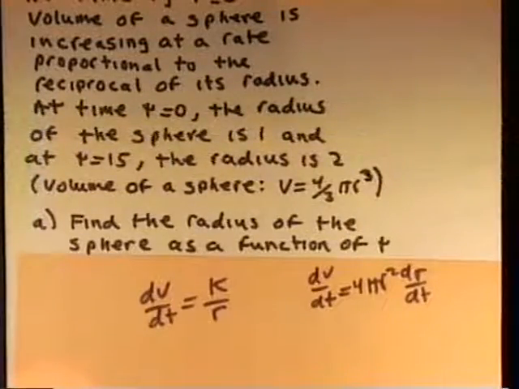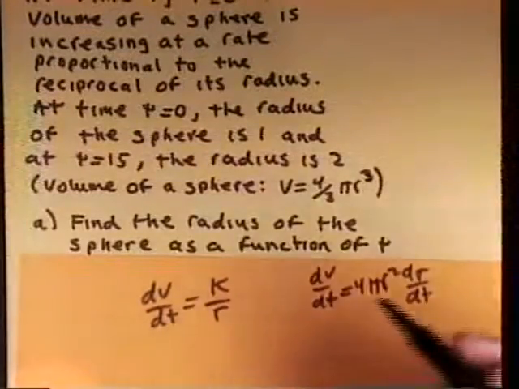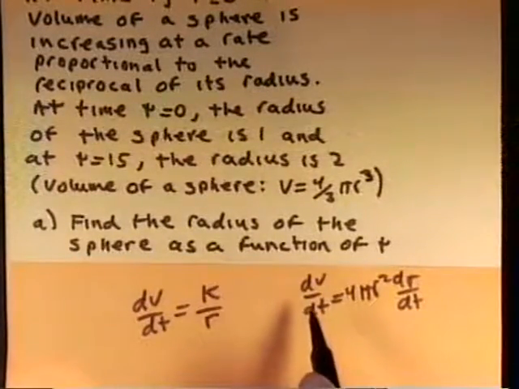Okay. Well, I think you're sort of stuck. I'm sort of going blank here. Okay, if dV/dt is equal to k over r, solve for r on the right side.